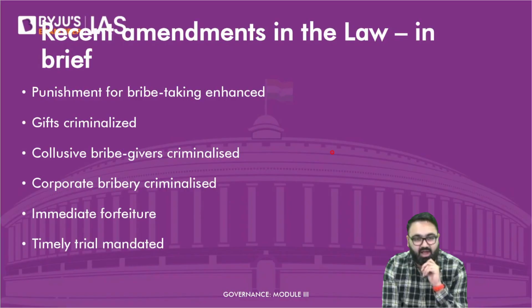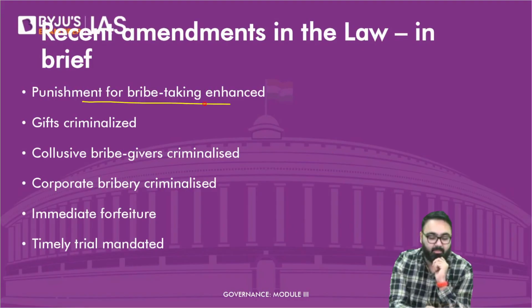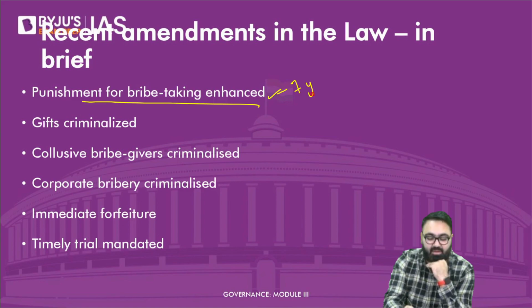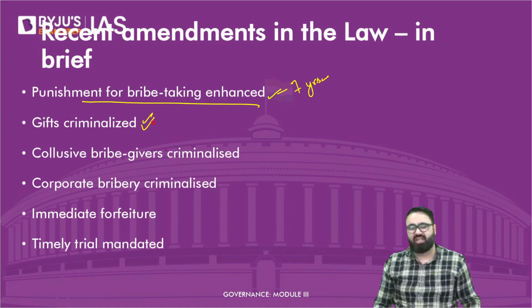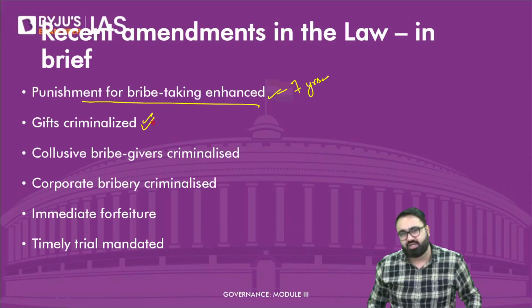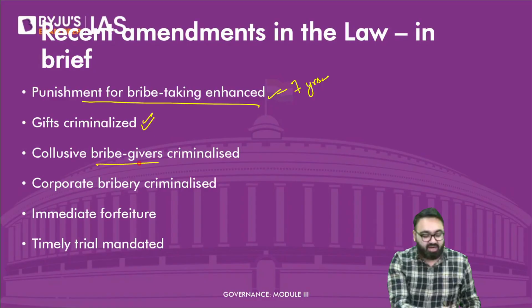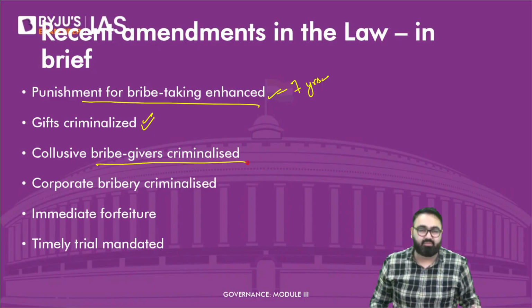These are, again, in brief, the changes that were made in the law in 2018. First change, punishment for bribe taking has been increased now. It has been increased to 7 years minimum now. Gifts have also been criminalized, not just cash. Any gift given that results in dishonest operation will be a bribe. Bribe givers are also criminalized, those who give the bribes.